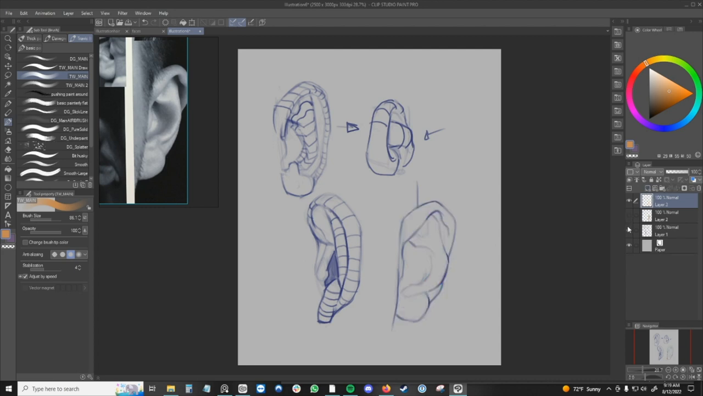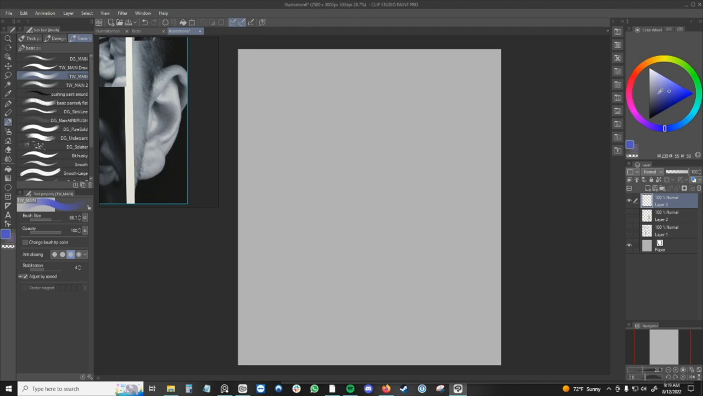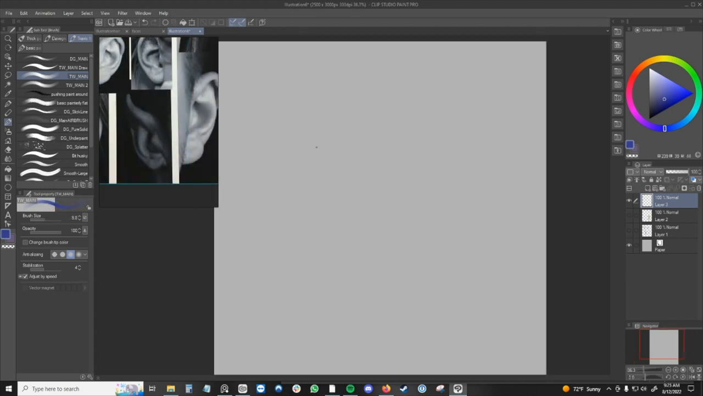So let's go ahead and draw a couple of quick fantasy type ears. To start taking some of this information and applying it in a more stylistic way, it's all just about knowing the forms and having a good idea of how they work. And you can start to bend some of these shapes into really whatever you want.